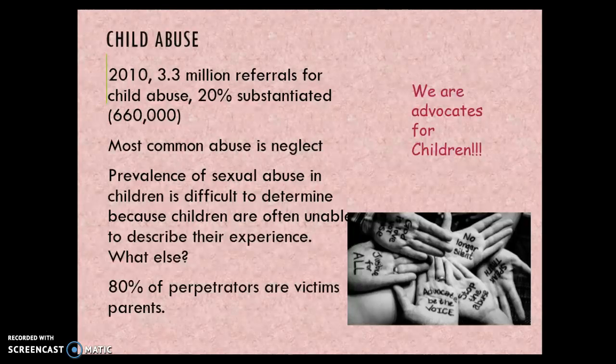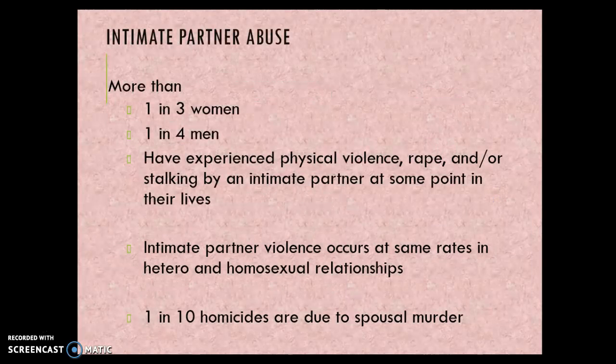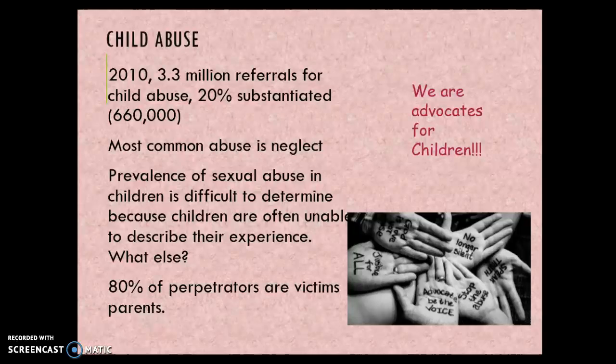Prevalence of sexual abuse in children is difficult to determine because children are often unable to describe their experience. And what else? Well, how about that they're afraid? They're afraid to talk about their experience. They're afraid of getting their perpetrator in trouble. 80% of perpetrators are the victim's parents. So that's overall for child abuse, not sexual abuse, but overall for child abuse, 80% of the time, the perpetrators are the victim's parents. So we are advocates for children.